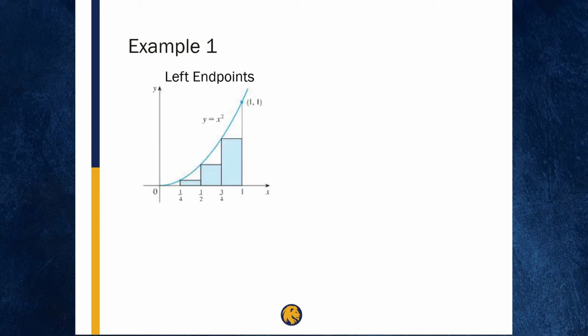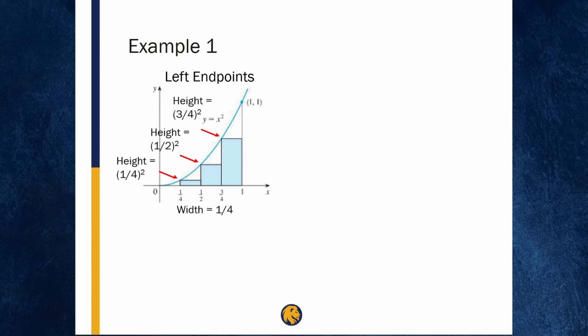So to figure out what areas we get from these rectangles, we'll notice that this is set up with 3 rectangles, and each one has a width of 1/4. The height of each rectangle can be determined by taking the left number at the bottom of the rectangle and plugging it into the function. So in this case, since it's the x squared function, the height of the first rectangle is equal to 1/4 squared. The height of the second rectangle is 1/2 squared. And the height of the third rectangle is 3/4 squared.